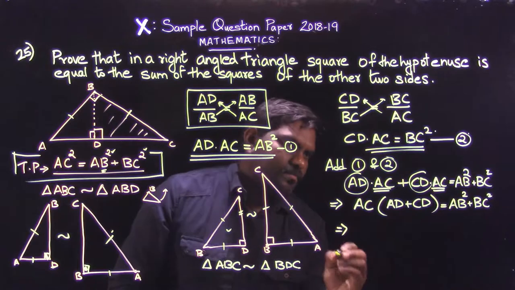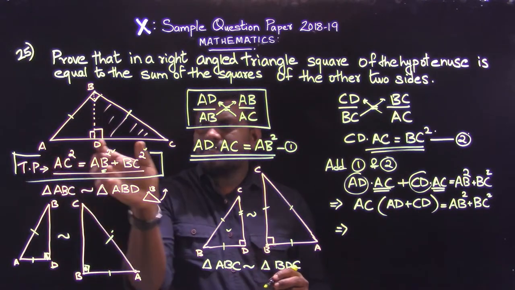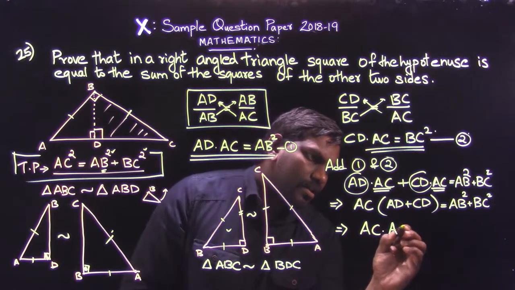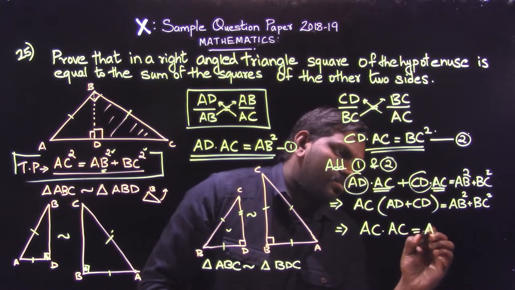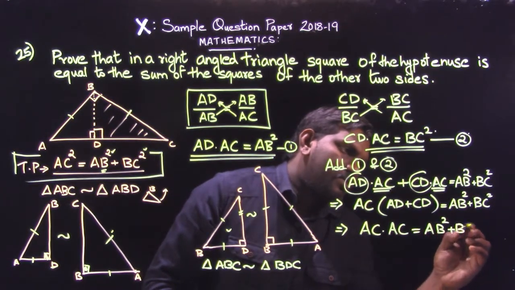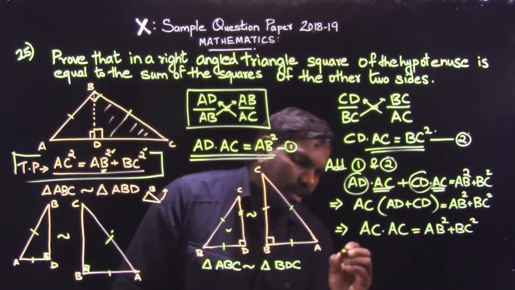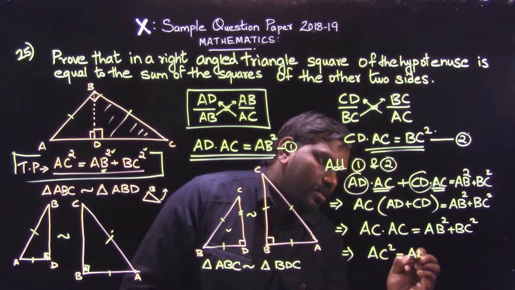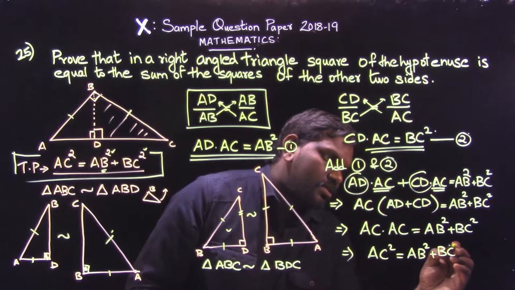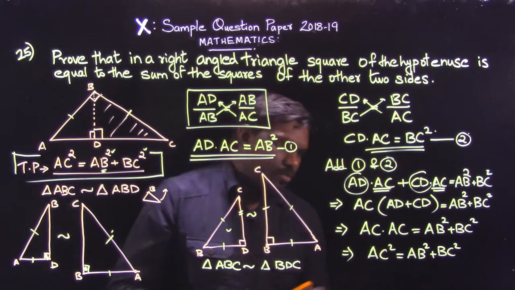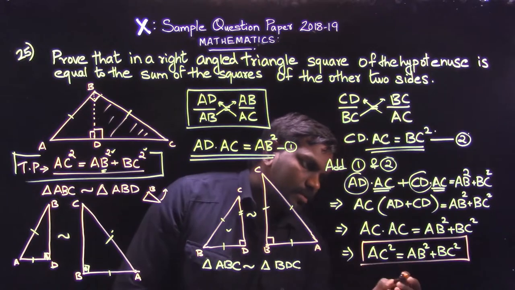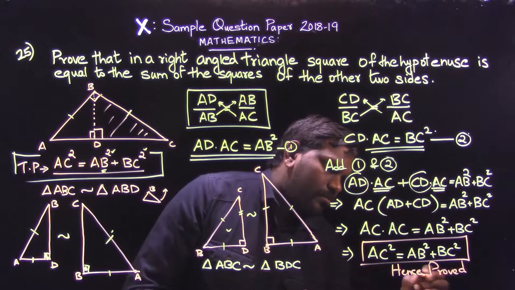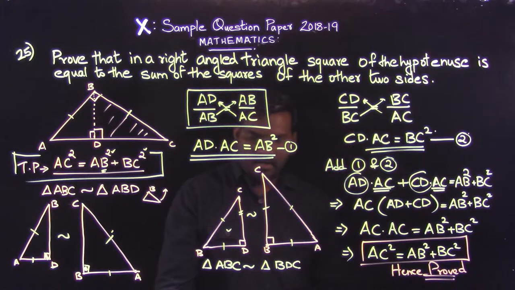So that is equal to, now AD plus CD is going to be the complete AC, right? So I can write this as AC into AC is equal to AB square plus BC square. Fine. And that gives you AC square is equal to AB square plus BC square. This is what you were supposed to prove, and this is what we ultimately got here, and thus hence proved. Fine, dear. This is how you prove your Pythagoras theorem.